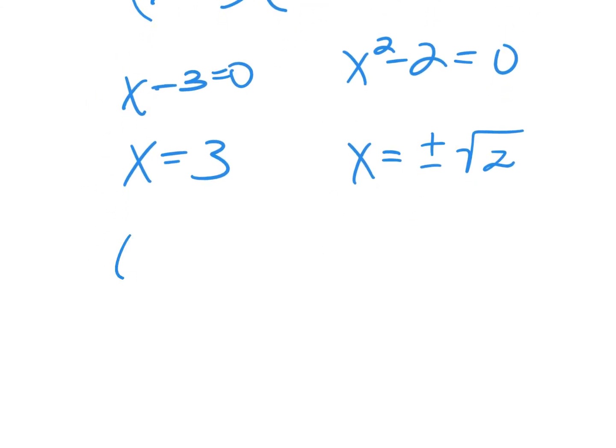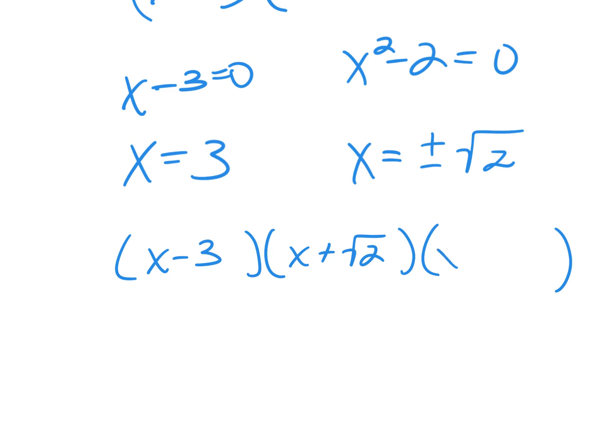So if you're going to write your 3 parentheses, factor over the reals, it's also factored completely. What would they be? X minus 3, x plus the square root of 2, and x minus the square root of 2. Good. Very good.